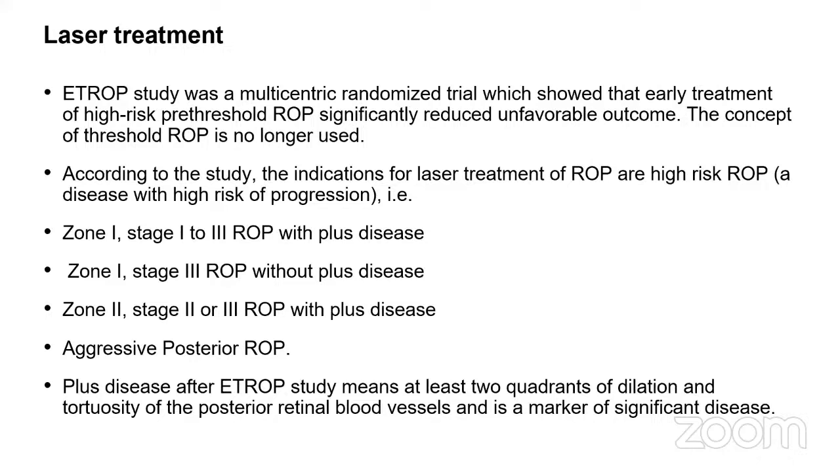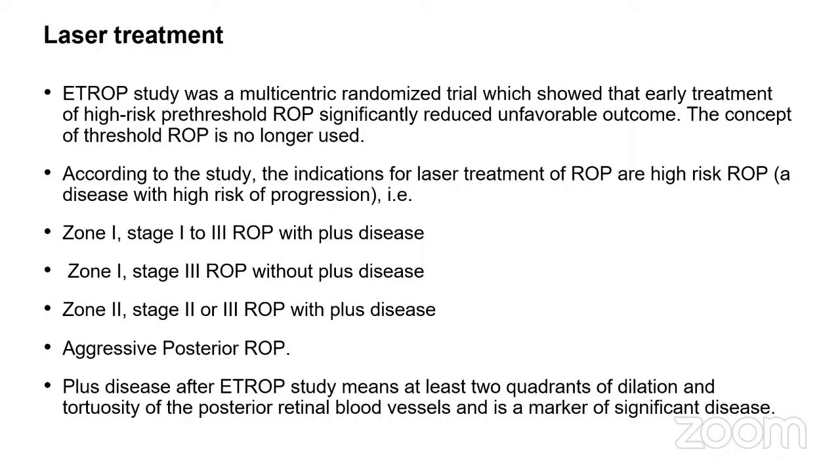Coming to laser treatment, the ETROP study showed that laser treatment for high risk pre-threshold ROP significantly reduced unfavorable outcome. According to the study, the indication for laser treatment is high risk ROP, that is, disease with high risk of progression. That is zone 1, stage 1 to 3 ROP with plus disease, as I told before, zone 1, stage 3 ROP without plus disease, and zone 2, stage 2 or 3 ROP with plus disease. These are the common varieties of disease where you need laser treatment, and aggressive posterior ROP.